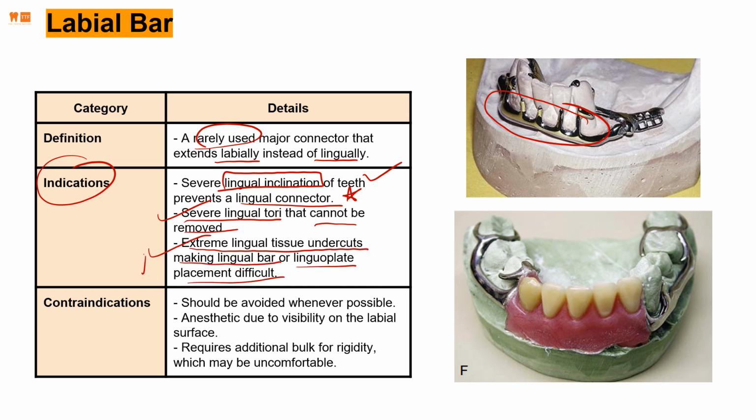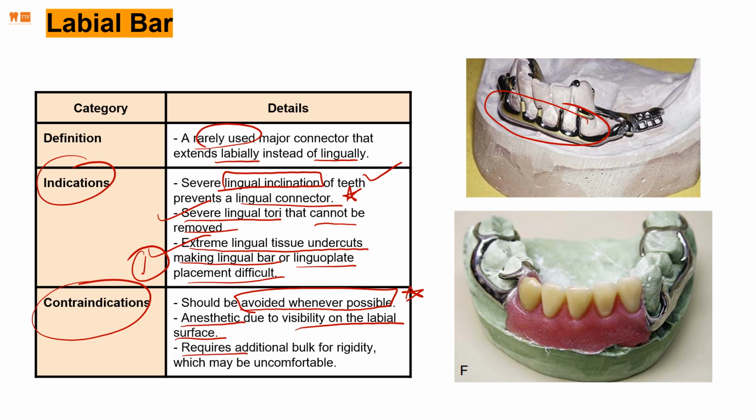So our primary choice is lingual bar or lingual plate. And contraindications for a labial bar, there's got to be 100, but the most important ones are, it should be avoided whenever possible. So great, never use it. Unaesthetic due to visibility on the labial surface. It's not aesthetic, right?